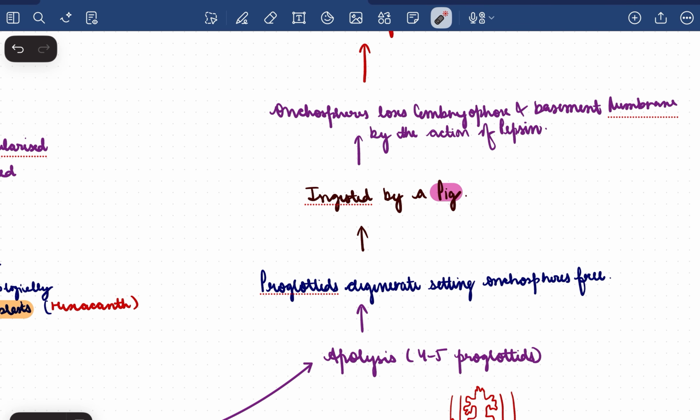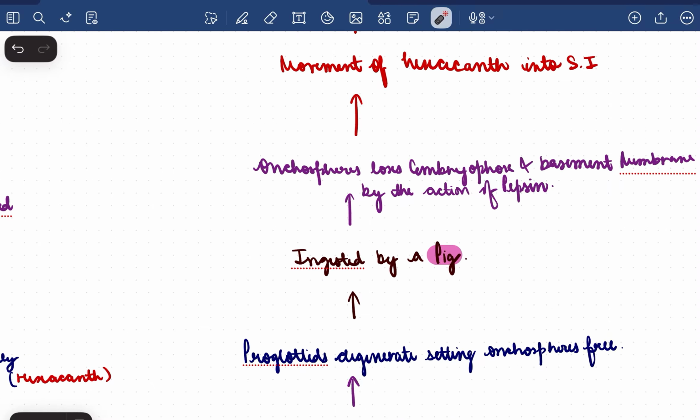So let's say there is a pig roaming around, pig is eating food, grass and everything, and they live in close association with humans. So humans and pigs are living in close association with each other, and that pig encounters the feces of a human being, and it starts grazing upon it. Maybe it's mixed with food, maybe it's mixed with grass. And what happens is, the oncospheres, they enter the body of a pig through mouth. So this is the oral fecal route through which it enters.